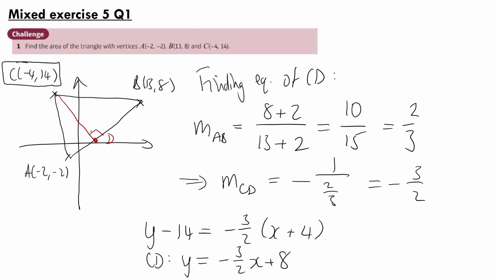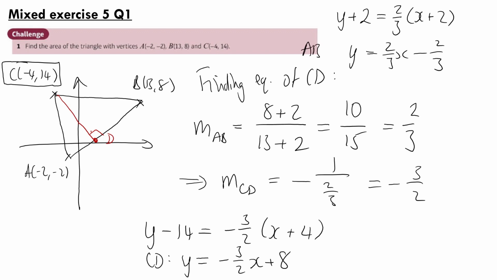Now to find the coordinates of the point D, we know that is the intersection of the lines CD and AB. So we need to find the equation of the line AB. We have y minus y1 is equal to the gradient, which we have as 2/3, times x minus x1, or y equals 2/3 x minus 2/3, and that is the equation of the line AB. So now we can solve these two equations simultaneously to get our value of D.